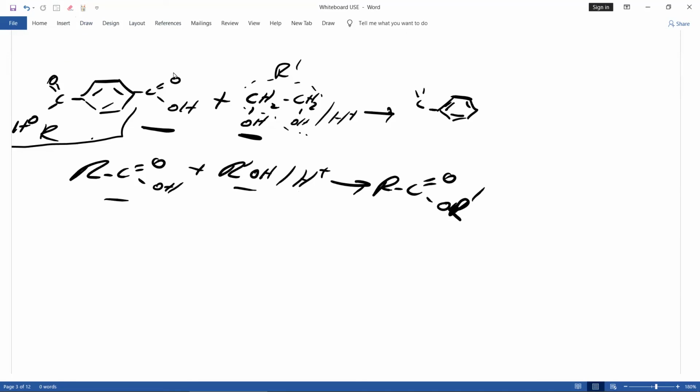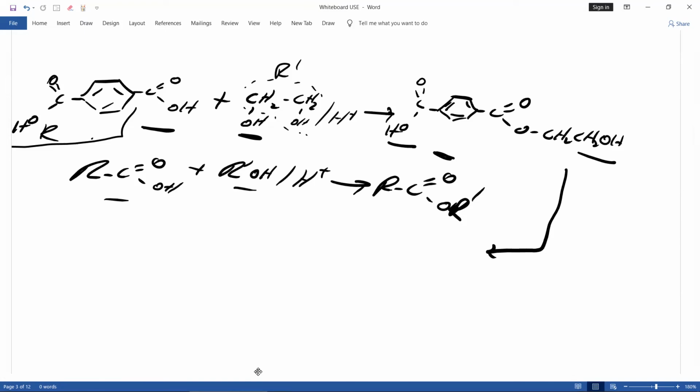Which includes this. And then I'll make my ester. And my R prime is CH2, CH2OH. Now, if you look at this new molecule right here, it has a carboxylic acid and an alcohol in there. And it can react with either more terephthalic acid or more ethylene glycol. Let's react it with more terephthalic acid.